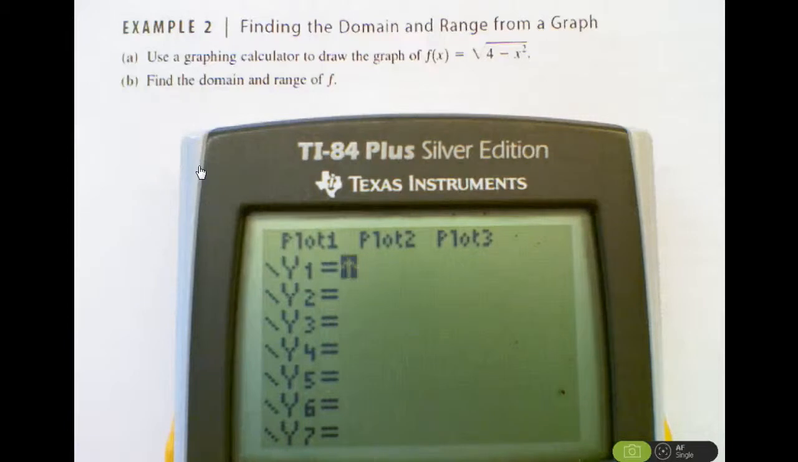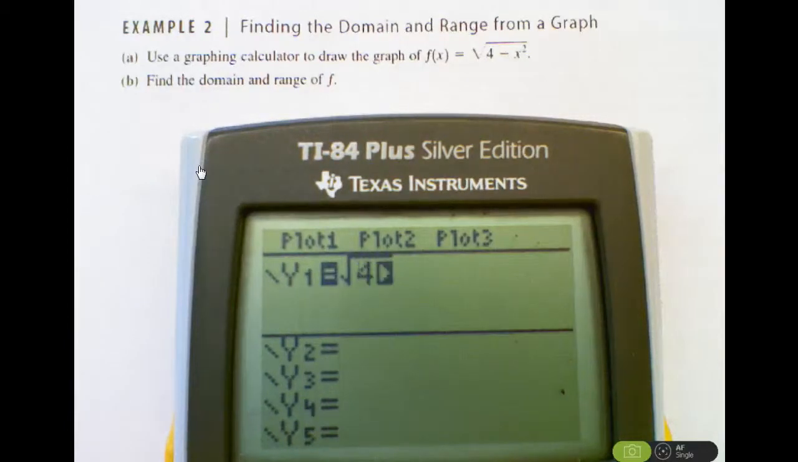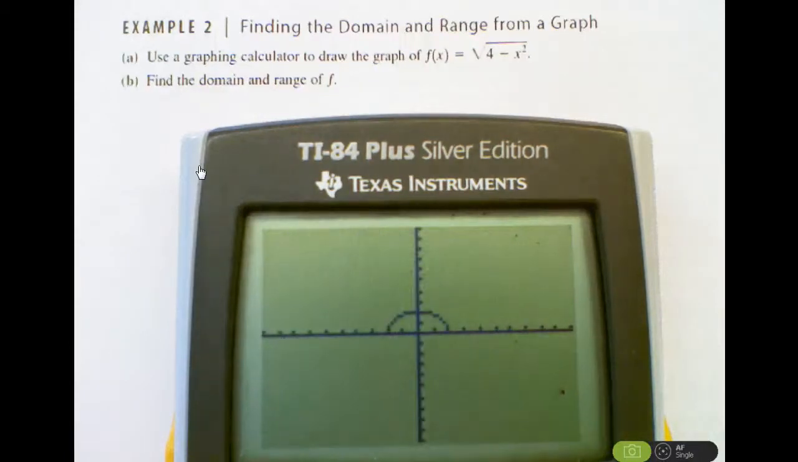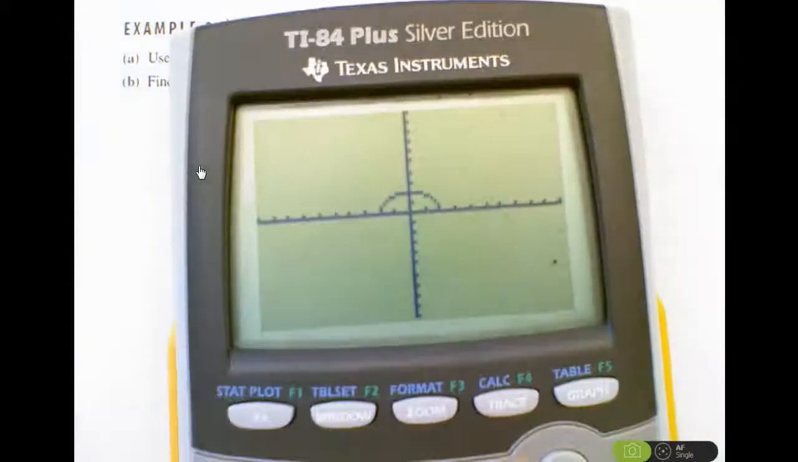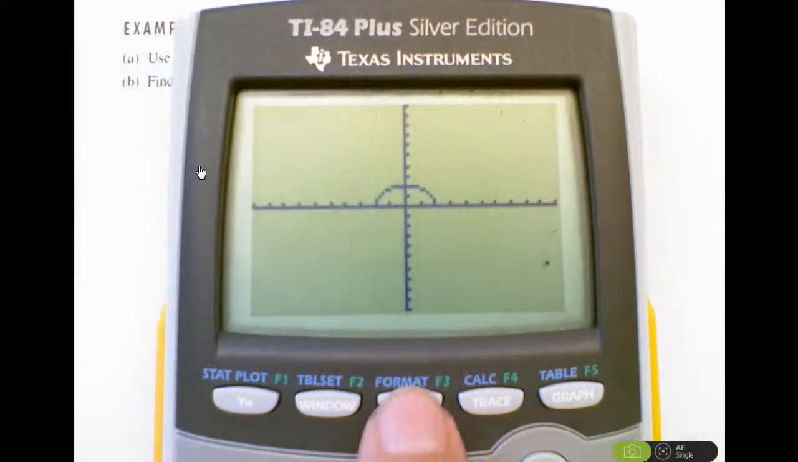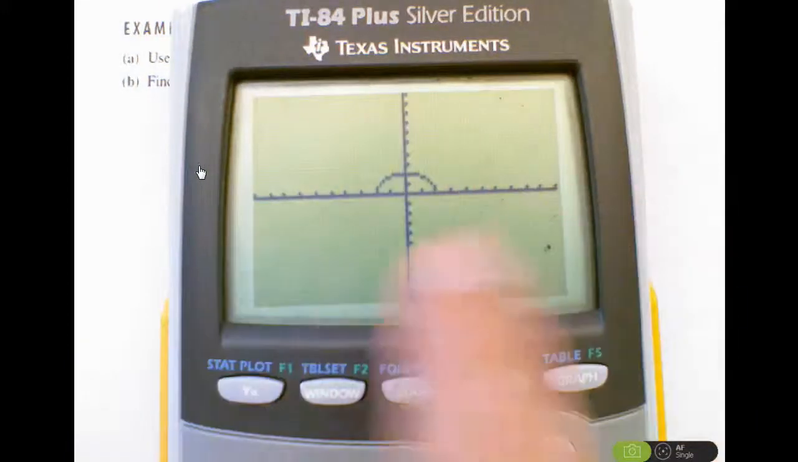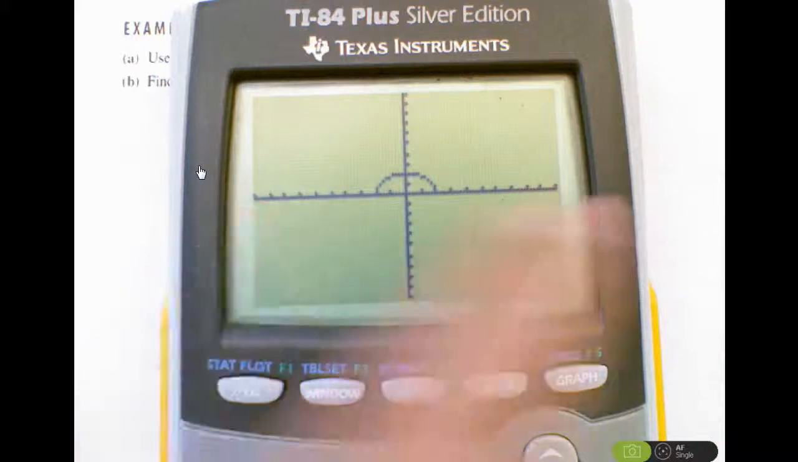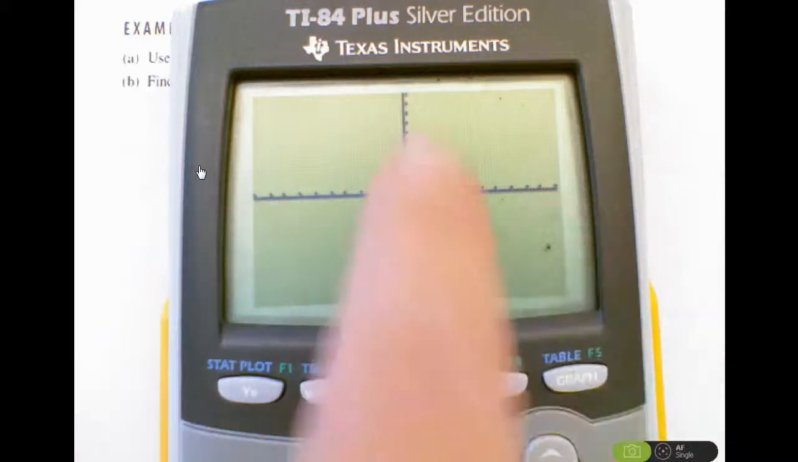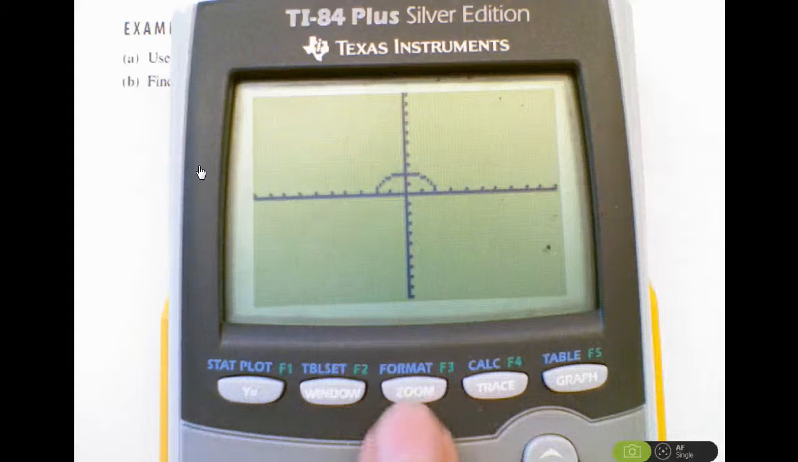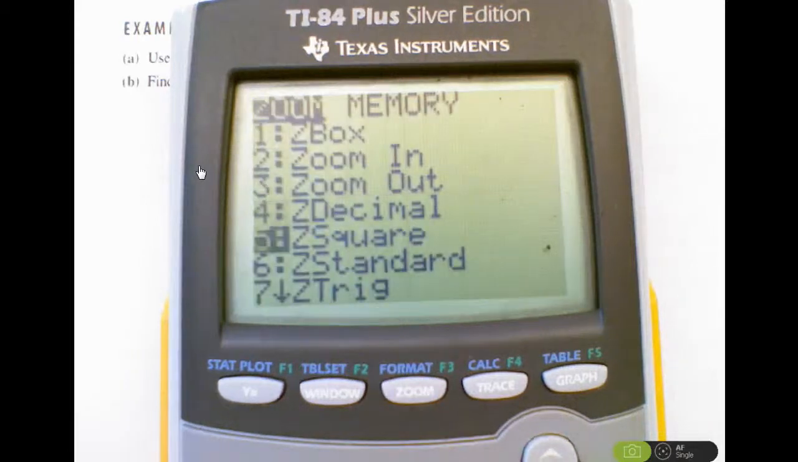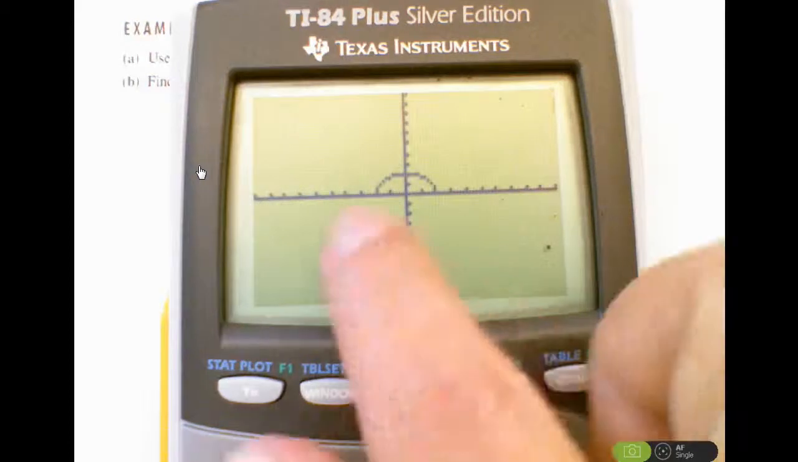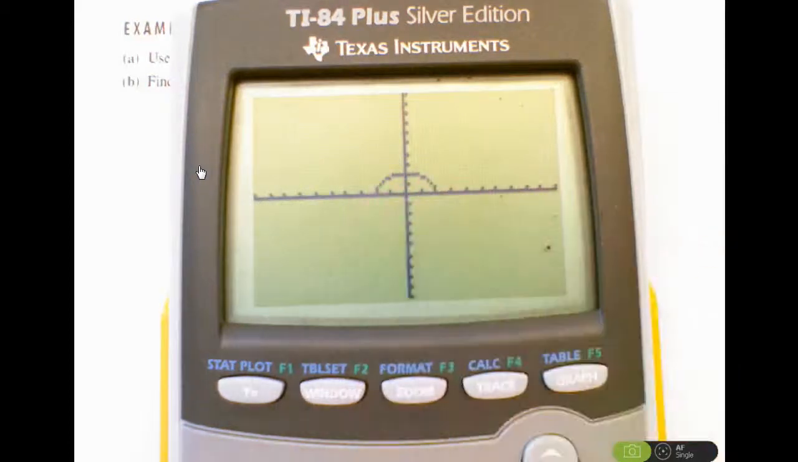So a square root, and then I'm going to put 4 minus x squared. Now, when I graph it, if I don't see a nice view, it's always useful to say, okay, I want to use a standard view which will show me x's from negative 10 to 10 and y's from negative 10 to 10. That window is always found at zoom 6. A standard zoom will give you that. So now I see that it's like half of an oval.